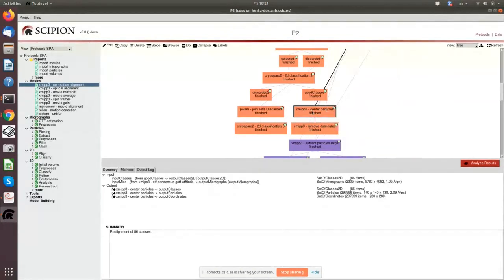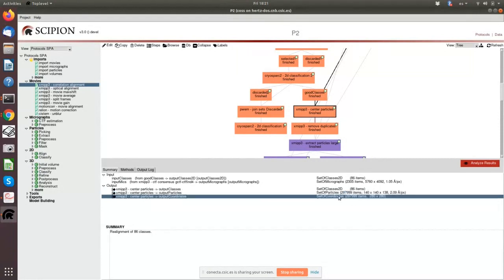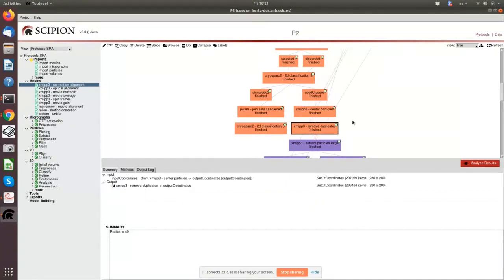So first you center your particles, and for that you need an input that is a set of classes, and it produces the same set of classes, now with the set of particles that have been interpolated to the center, and it produces a set of coordinates that are corrected and now pointing better to the center of the particle. And now you can have this other protocol, remove duplicates, that removes in this case like 3% of the particles that were repeated. They were really pointing to the same particle.